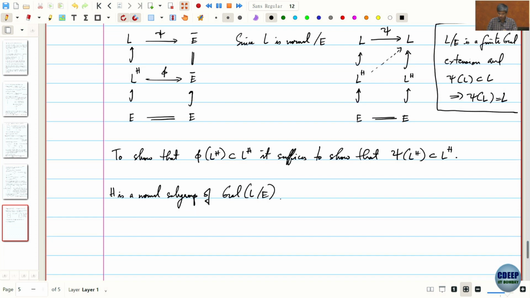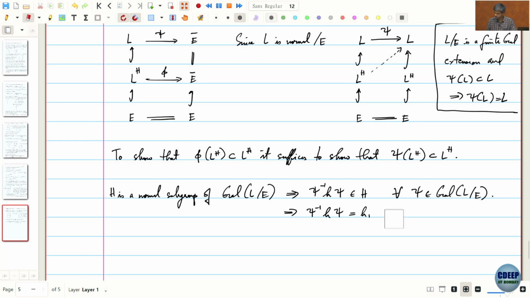Okay, so H is a normal subgroup of Gal(L/E). So this implies that psi inverse h psi belongs to H for all psi in Gal(L/E). Right, that's the definition of a normal subgroup. So in other words, this implies that psi inverse h psi is equal to some h1, where h1 belongs to H.